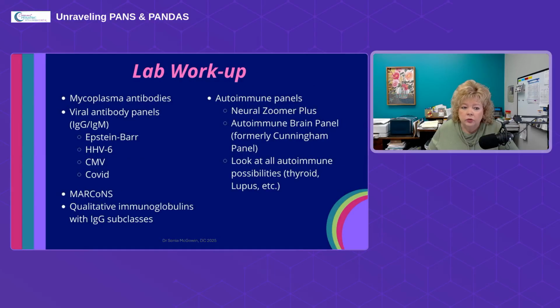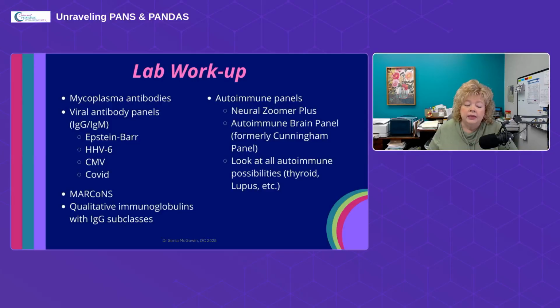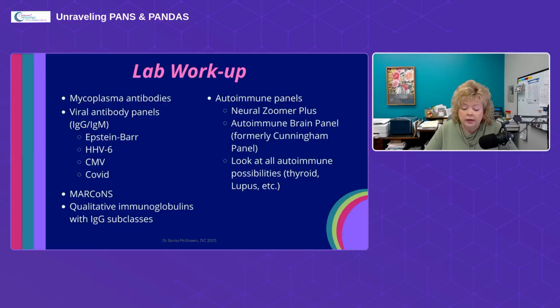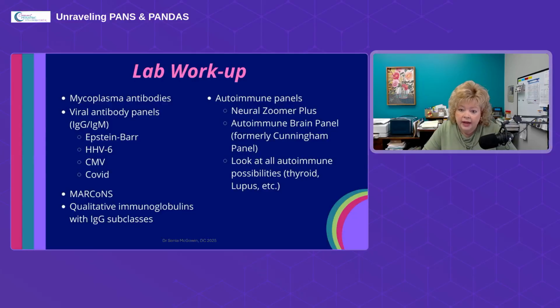So we will also look at other antibodies as well. So mycoplasma, we'll look at virals, so all those viruses that we talked about. We will also very frequently, again, depending on the child's history and presentation, sometimes we'll do a sinus culture. And in that culture, we might find something called MARCONS, which is an acronym that basically indicates a certain type of staph bacteria that has colonized in the sinuses. Sometimes we'll find other things like strep or Klebsiella or E. coli or maybe fungus that's colonized in the sinuses.